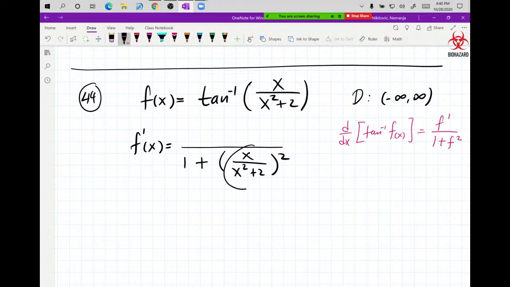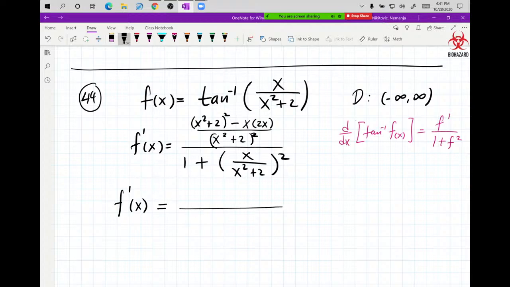And then we need the derivative of this on top, and that's a quotient rule. So we have x squared plus 2 squared, x squared plus 2 times the derivative of top, which is 1, minus copy the top, which is x, and then derivative of the bottom is 2x. So I just need to grind through this algebra to fix it. So we have the simplified form.